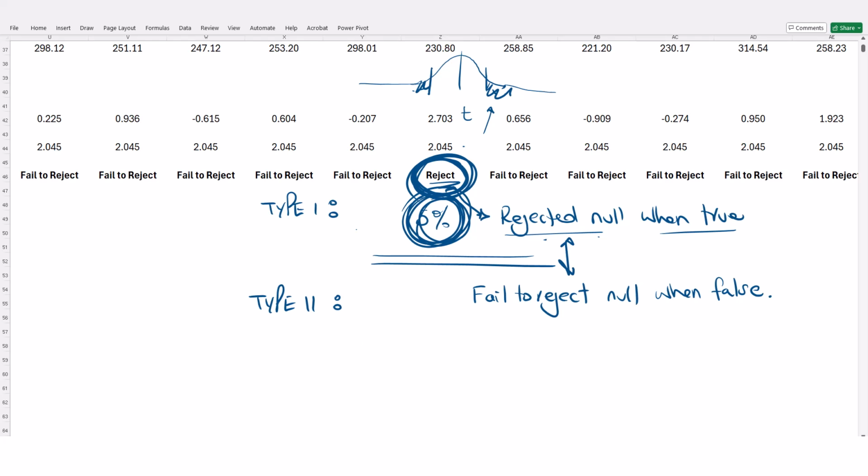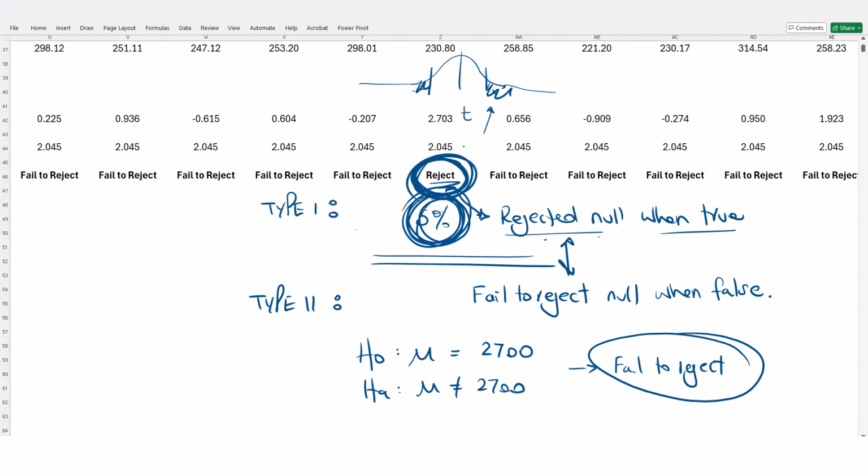Imagine if I tested a hypothesis asking whether the population mean was 2,700. We happen to know that it is not. The alternative would be that the mean is not equal to 2,700. We then started to take our samples. If I had one of these tests that ended up saying, oh, look, we failed to reject, that would be a type 2 error.